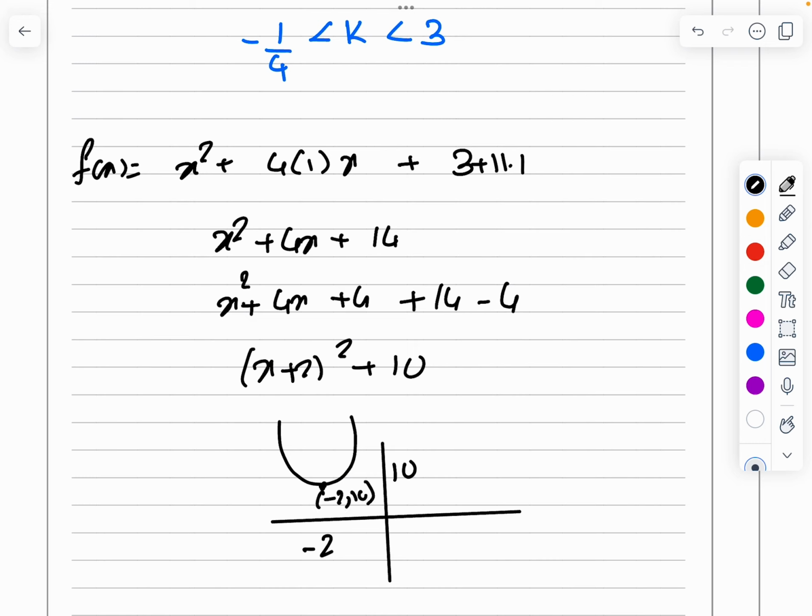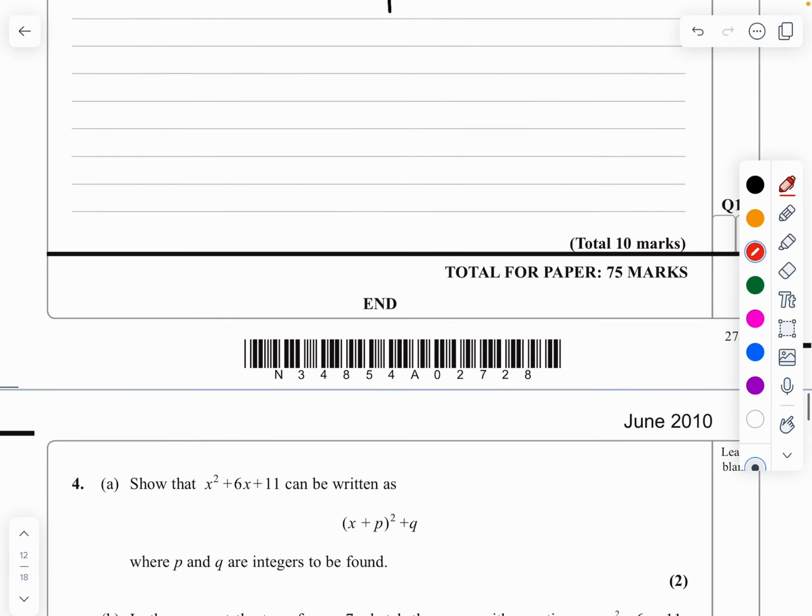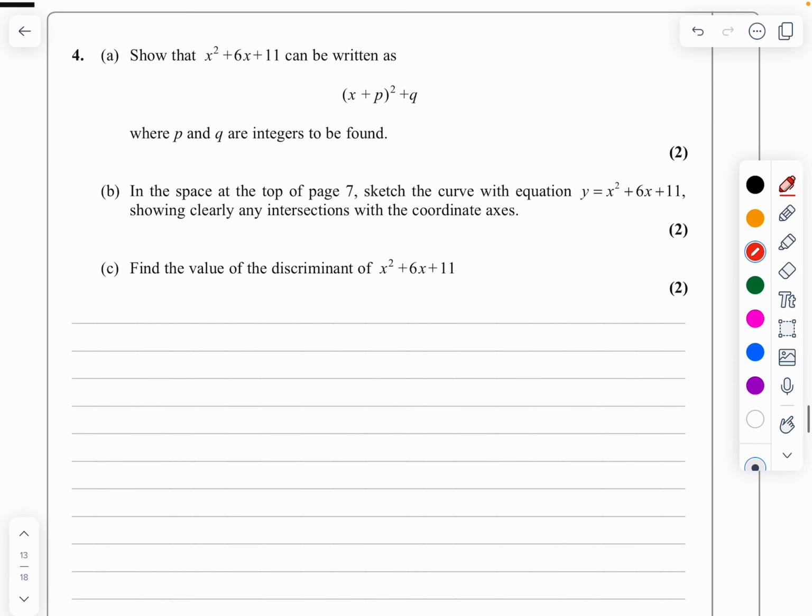Parabola with negative 2 and 10. Opposite sign over here and same sign over here. Negative 2 and 10. Next question.